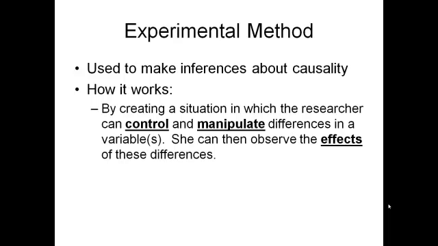When we're driving our car, we certainly would like to know that pressing on the accelerator will cause our car to move forward, and pressing on the brake will cause our car to slow down. And we are trusting that it does. So we want to be able to make inferences about what causes what. So in psychology and in studying personality, we're trying to create a situation in which a researcher can control and manipulate differences in one variable, and then observe the effects of those differences on another variable.